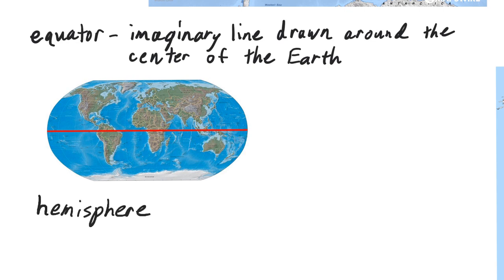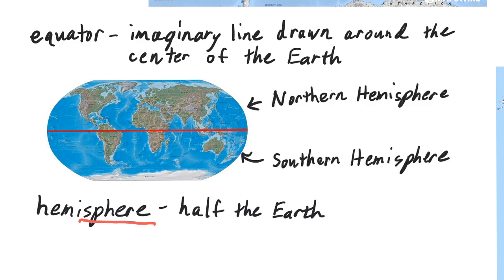And that brings us to the word hemisphere. What I want you to notice about this word is you can see the word sphere in it. And hopefully you know what a sphere is, a round 3D shape. And hemi means half. So a hemisphere is really, for our purposes, half the Earth divided by the equator in this situation. So here we've got the northern hemisphere and the southern hemisphere. And there's also a random line called the prime meridian, which runs through England, so it would be right around there. And that one divides the Earth into the western and eastern hemispheres.